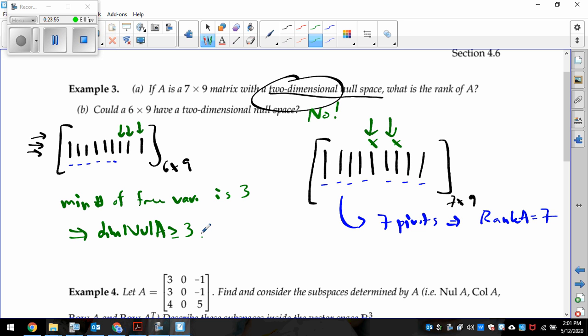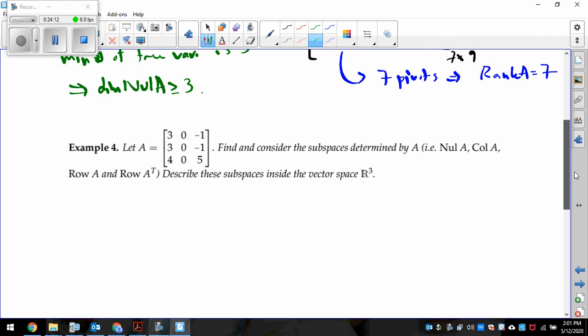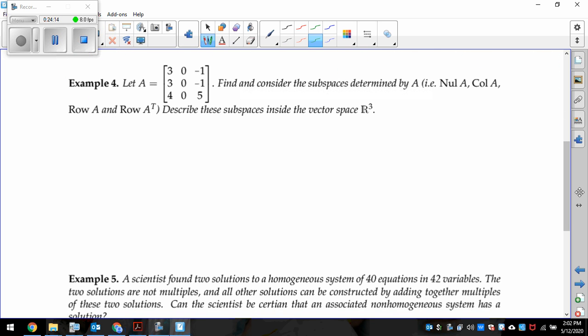Yeah, so that would be the idea or the logic behind the argument. So six pivots maximum, 3 free variables minimum for that problem. Okay, let's keep rolling. What do we have here?